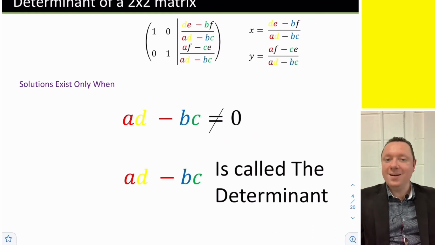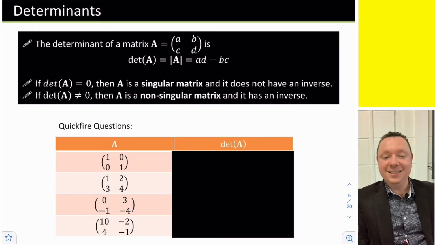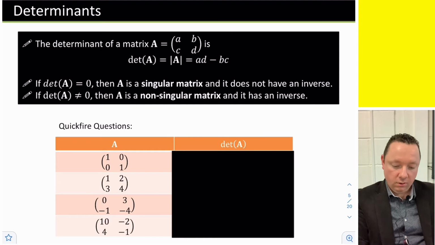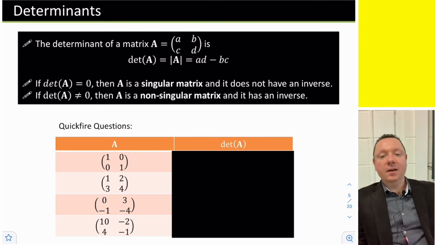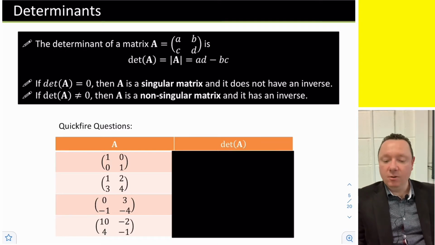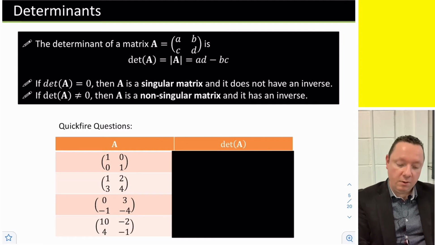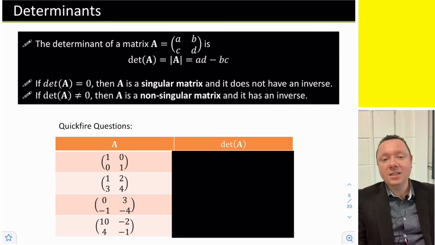It determines not only if solutions exist, but whether an inverse exists. So the determinant of the matrix a, b, c, d, denoted det A, or determinant of A like this, is just a times d minus b times c. We say that if the determinant of A is 0, then A is a singular matrix. It does not have an inverse, or if you set up a system of equations, you cannot solve those equations. There's no solution. However, if the determinant of A is not equal to 0, then A is non-singular. It does have an inverse.